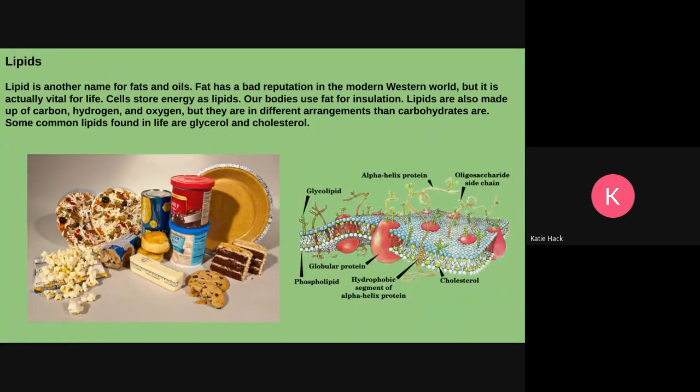Okay, now lipids. Lipid is another name for fat and oil. Fat has a bad reputation, but it is actually vital for life. Cells store energy as lipids, and our bodies will use fat for insulation. Lipids are also made up of carbon, hydrogen, and oxygen, but they're going to be in a different arrangement than the carbohydrates are. Some common lipids found in life are glycerol, and cholesterol.